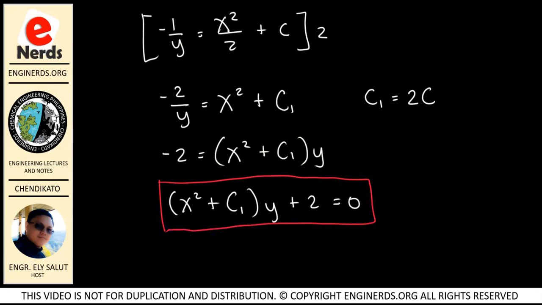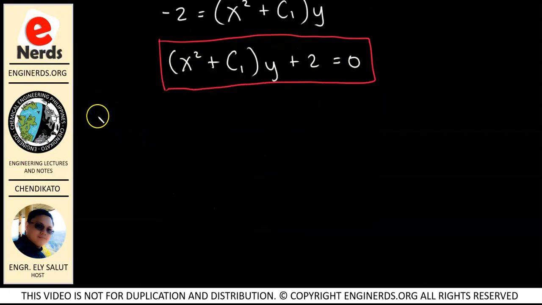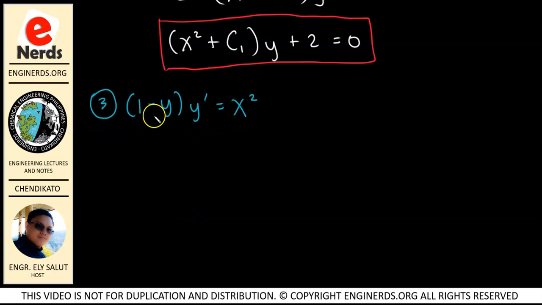Okay? So now, punta na tayo para sa ating third problem. Okay, so we have our problem number 3. So this problem naman, kinuha natin sa libro ni Rainville, yung Elementary Differential Equations written by Earl D. Rainville. Okay, so we have 1 minus y prime is equal to x squared. Okay? So alam natin that y prime is equal to dy over dx.